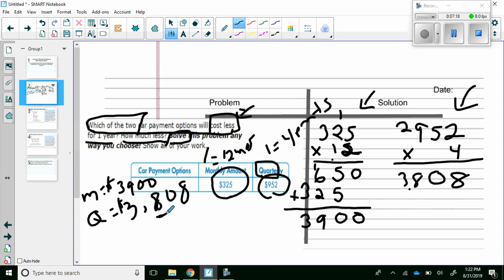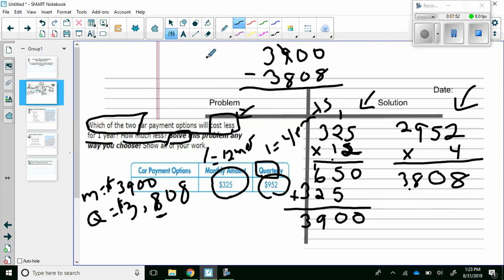I'm going to go to the top of my page since I'm running out of room. So I have the bigger number on top, 3,900 minus 3,808. And now I need to solve. I have 0 minus 8. I can't do that because 0 is smaller than 8. I need to go to my tens place to borrow, but I can't do that either because I have nothing to borrow from. So now I have to go to the hundreds place to borrow.